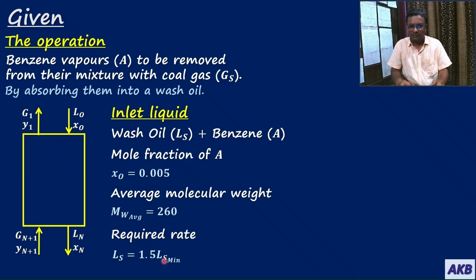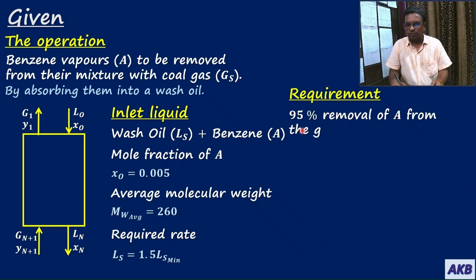Then the required rate of the inlet liquid is such that LS is equal to 1.5 into LS minimum. It is 1.5 times LS minimum, the required rate. Then what is the requirement? The requirement is 95% removal of E from the gas mixture. So whatever E enters, that is benzene vapors entering with this gas, 95% of those vapors are to be removed in the operation. So the outgoing gas will contain 5% of E. So the requirement is 95% removal of E from the gas mixture.